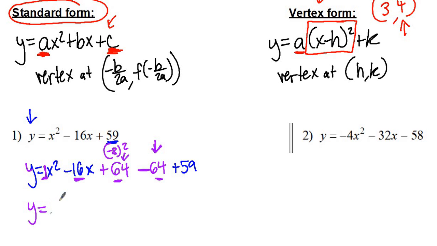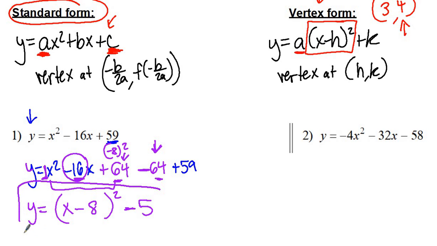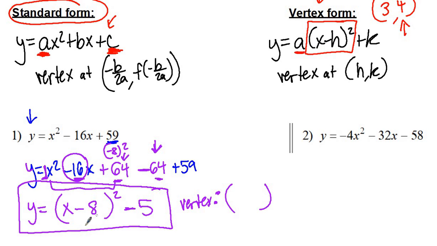Okay, now the very last thing we can do is factor this. This is a perfect square. That's going to be (x minus 8) squared. Where did minus 8 come from? It came from half of this number. And then negative 64 plus 59 is negative 5. So this right here is now in vertex form. And the vertex of that parabola right there is equal to, what x value makes that 0? It would be positive 8.